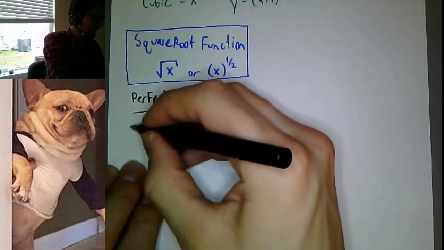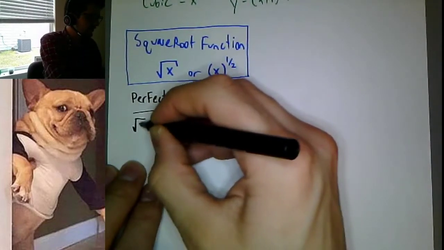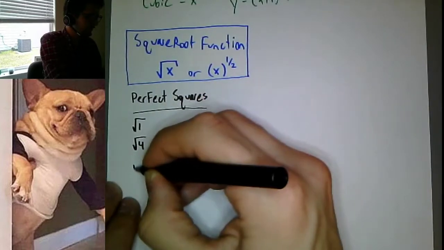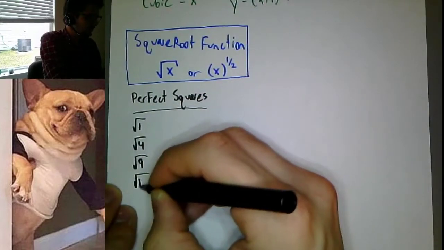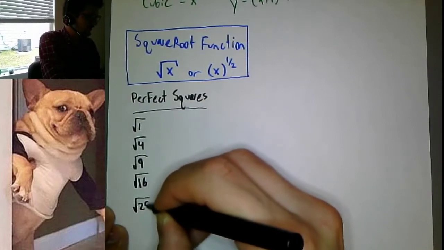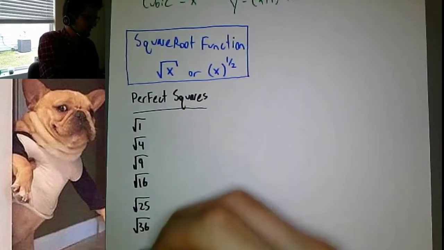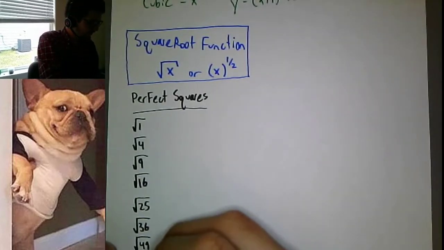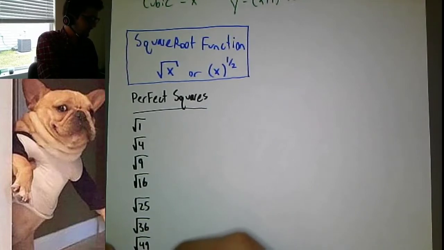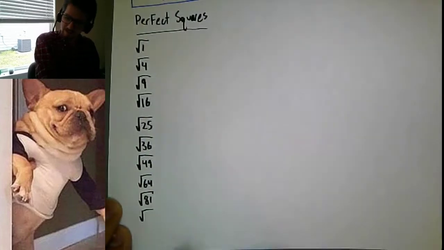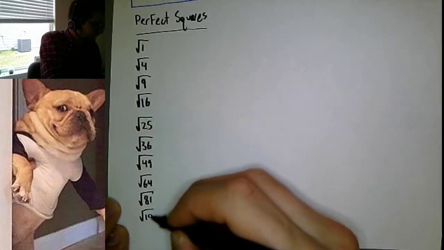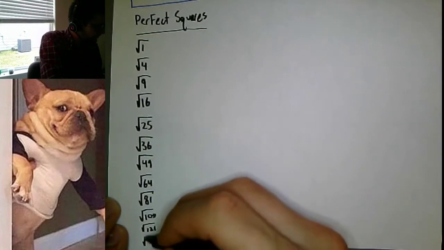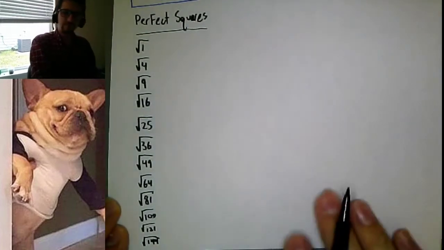There you go. So our list of perfect squares are the square root of 1, the square root of 4, the square root of 9, the square root of 16, the square root of 25, the square root of 36, the square root of 49, the square root of 64, the square root of 81, the square root of 100, the square root of 121, and the square root of 144. I got a little squished at the bottom.